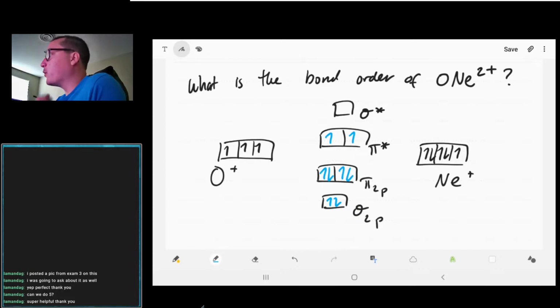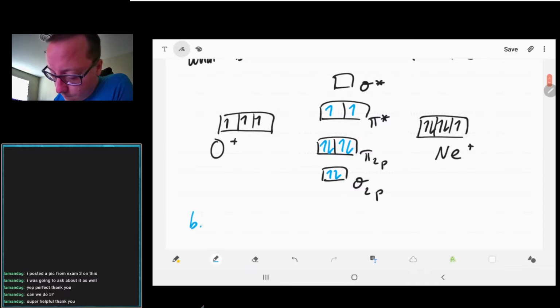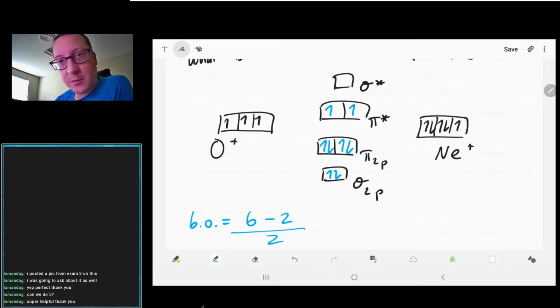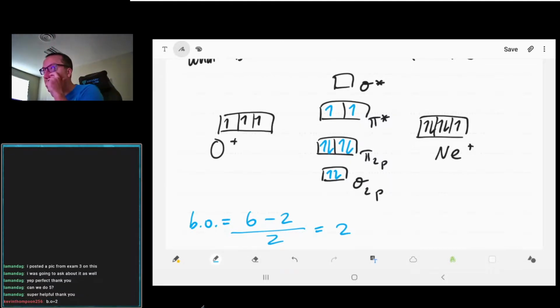All right, and so if we're looking at the bond order of this, we have 6 bonding electrons. We have 2 anti-bonding electrons. Divided by 2 is going to give us 2. Hooray! So that would be our bond order there.